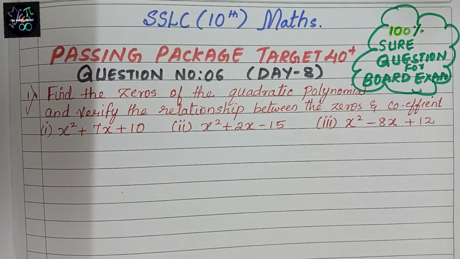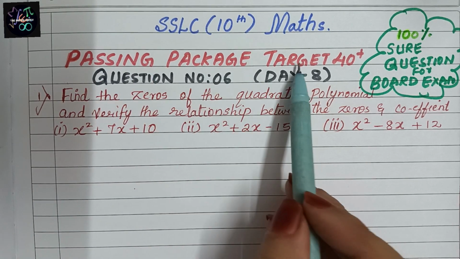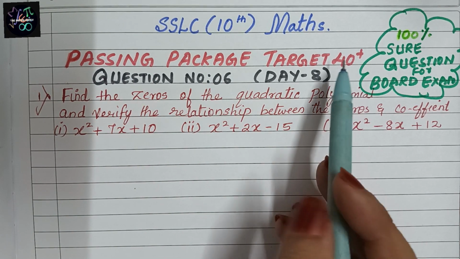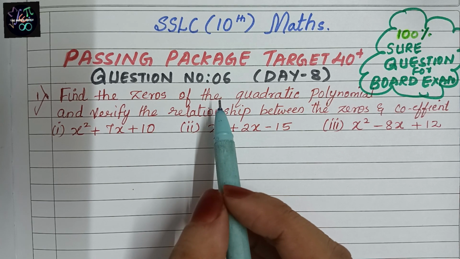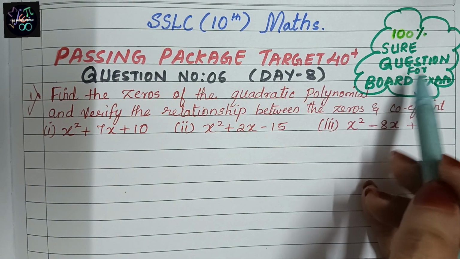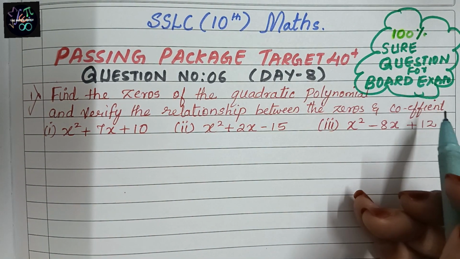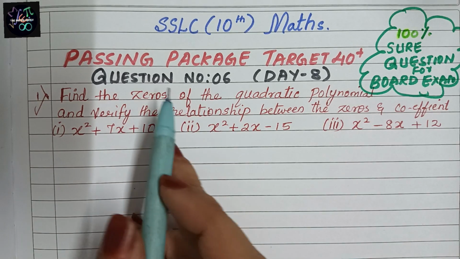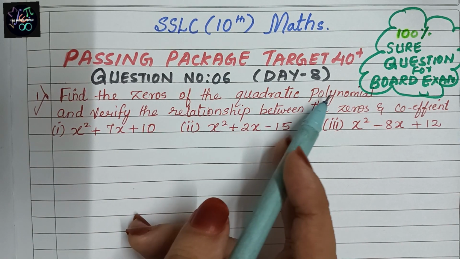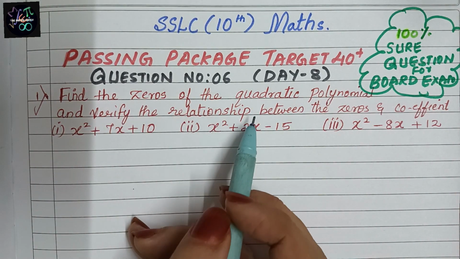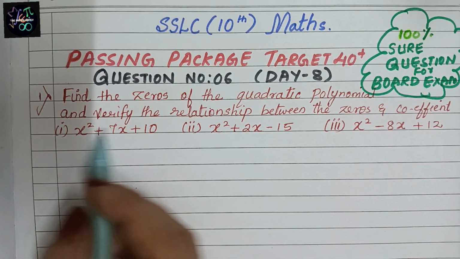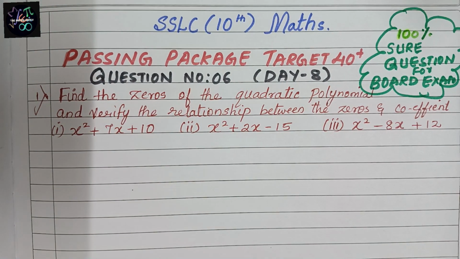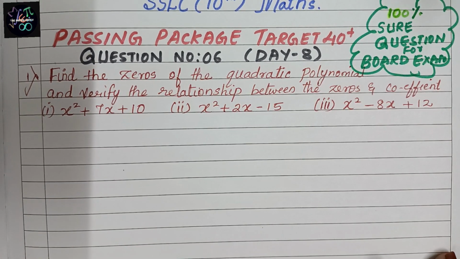Today I am here with a continuation of the Passing Package Target 40 plus. So here we are going to solve question number 6 for 10th standard, which is a 100% sure question for the board examination. This question comes for 3 marks. Find the zeros of the quadratic polynomial and verify the relationship between the zeros and coefficients. Here I have taken 3 questions, and these 3 questions are from the model paper and preparatory papers. So let us solve them one by one.